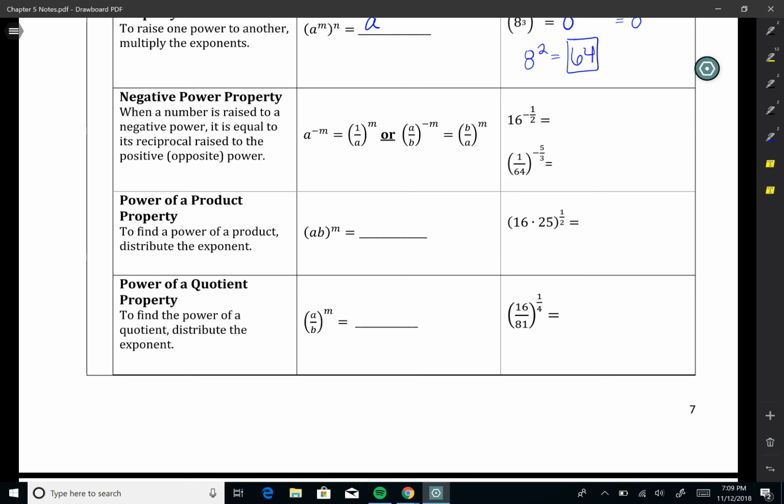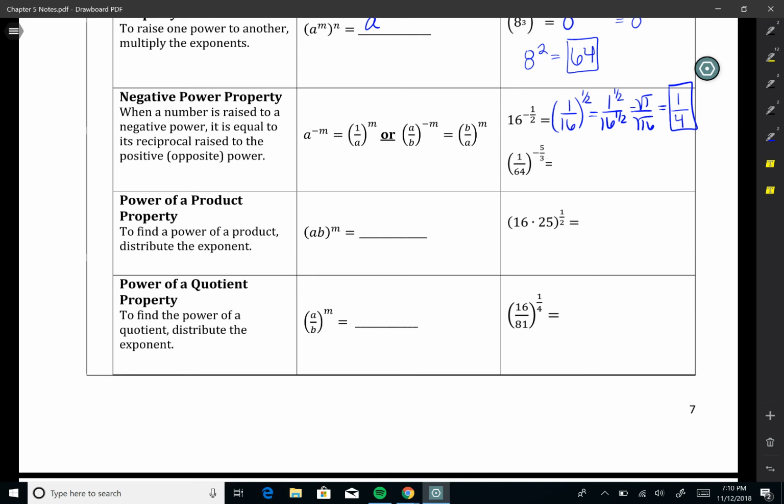We have a couple examples here. We have 16 to the negative 1/2. Well, remember that's the same thing as the reciprocal raised to the positive power. So that's 1 over 16 to the 1/2. So we can apply that 1/2 power to both of those separately. Remember that 1/2 power is the same thing as square root. So that's the square root of 1 over the square root of 16. And the square root of 1 is just 1, and the square root of 16 is 4. So that's actually 1/4.